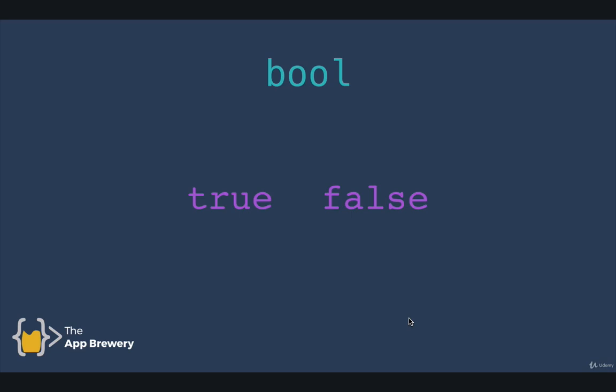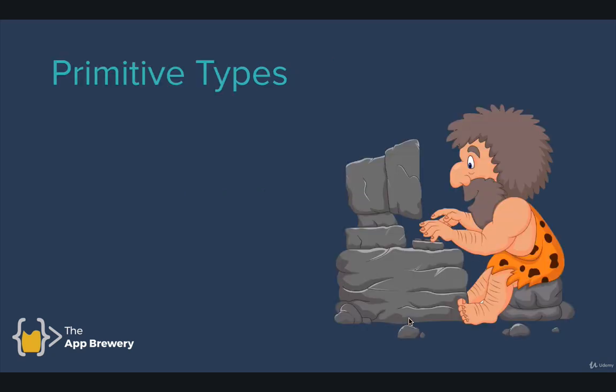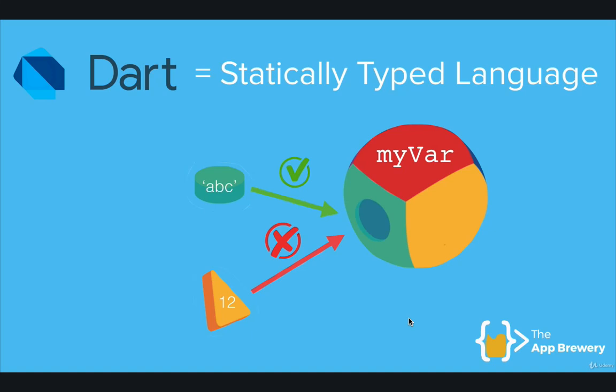Now, the last data type that you'll see commonly occurring is something called a bool, which is short for boolean. And it's a data type that can only hold one of two values, either true or false. And all of these data types together are known as primitive data types. So they're the most basic fundamental building blocks of any computer program. And we're going to use them as we build up more and more complex apps to store more and more complex data.